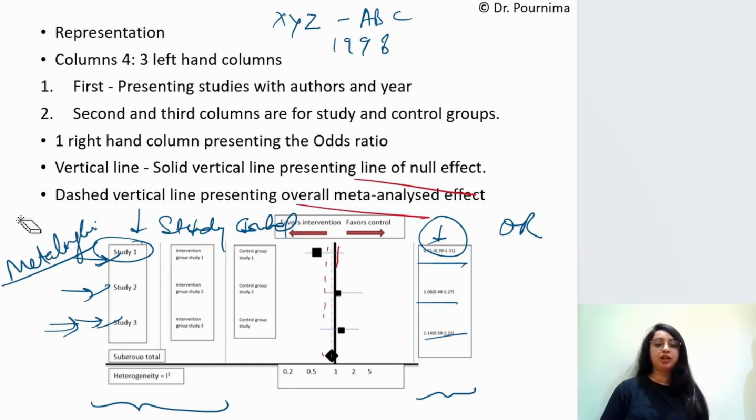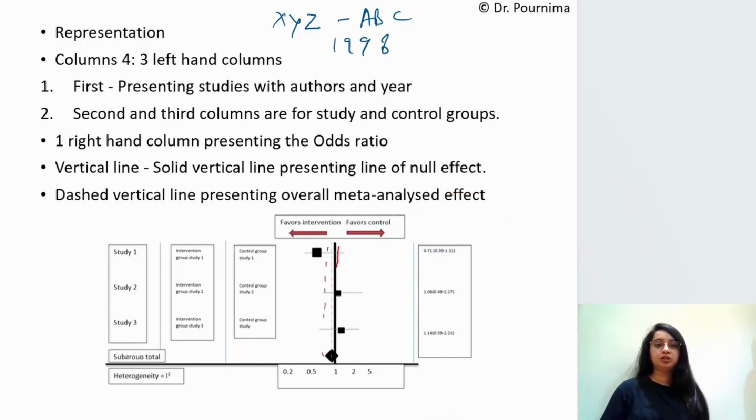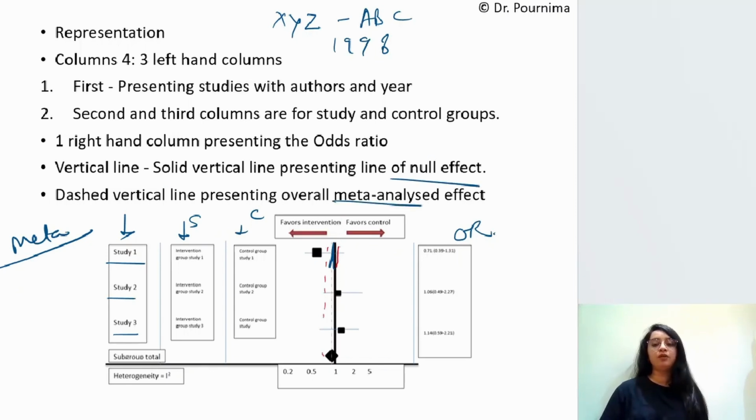So again, if I clear all this and we try to understand it again, this is the table used in meta-analysis, and the forest plot has these columns. The first column is for the name of the study, author and the year. Then this is for the study group, this is for the control group. Here we have the odds ratio. The solid line is for the null effect, and the dashed vertical line besides that is the overall meta-analyzed effect. So I hope that this is clear.